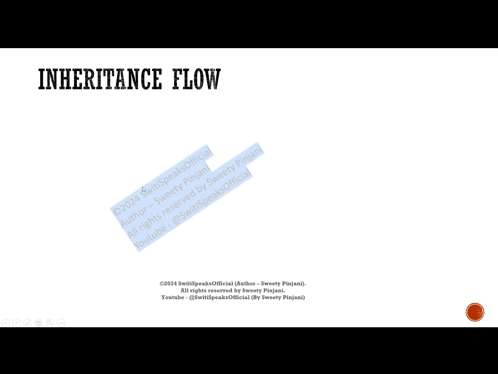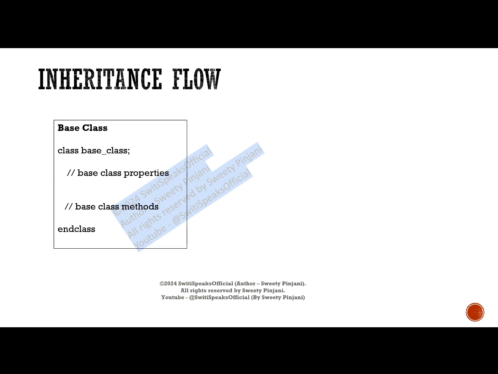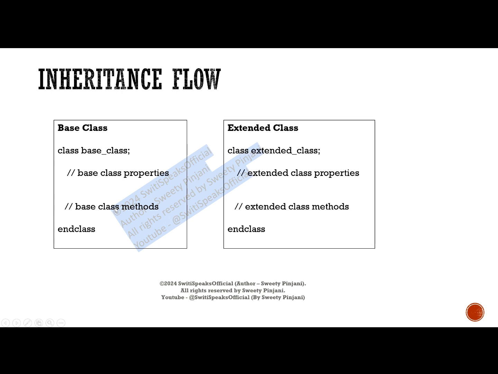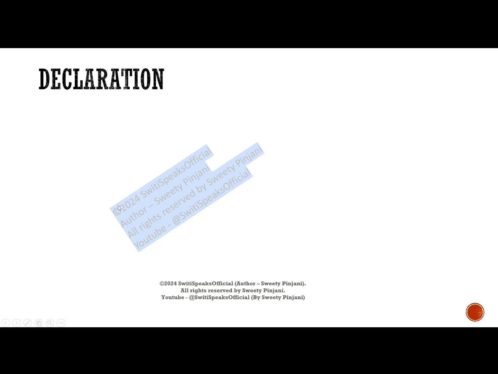Let us understand the flow of inheritance. You have a base class. I have named it as base class. Inside this you will have some class properties. You will have some class methods. Then you have an extended class. Inside this also you will have some class properties. You will have some class methods. The extended class should have access to your base class properties as well as base class methods. Your extended class can access the base class properties and base class methods.